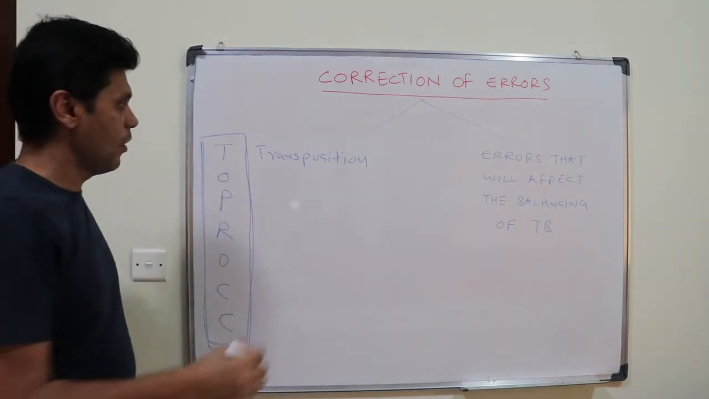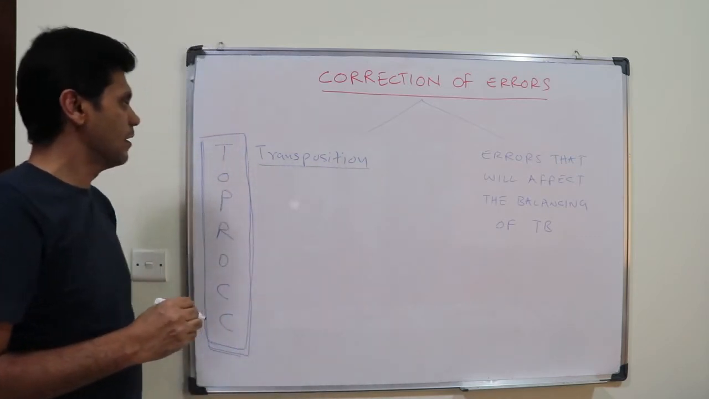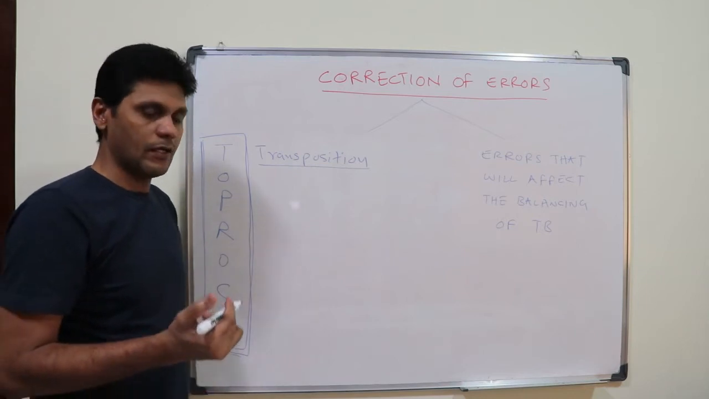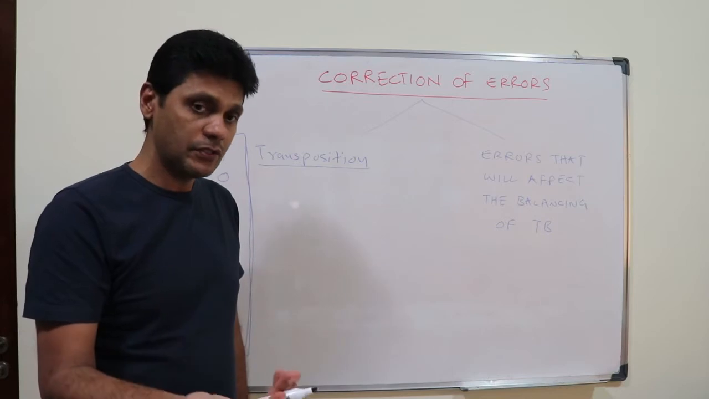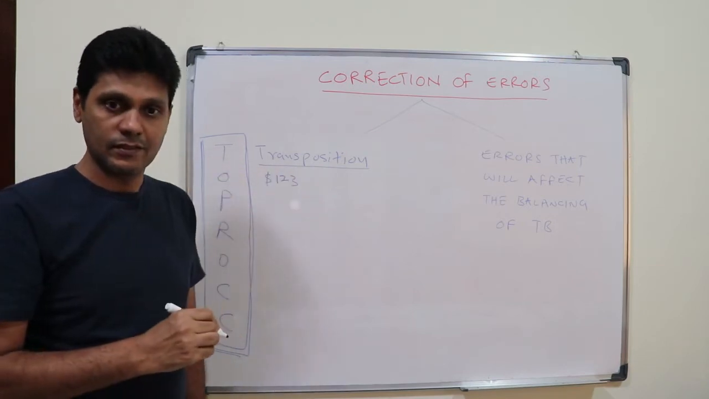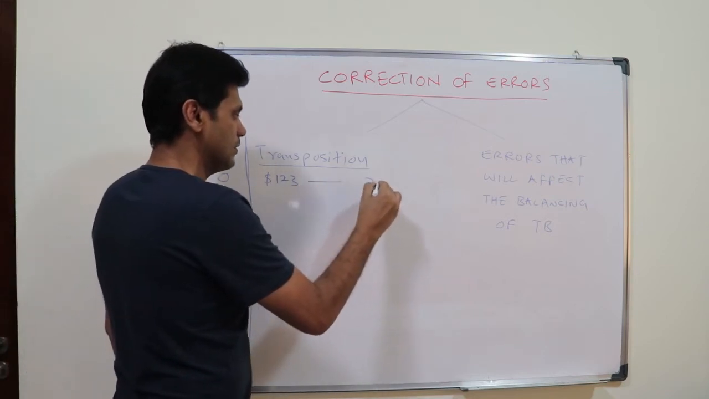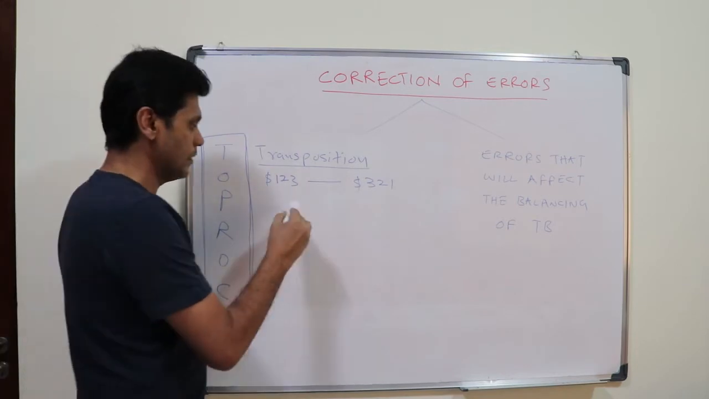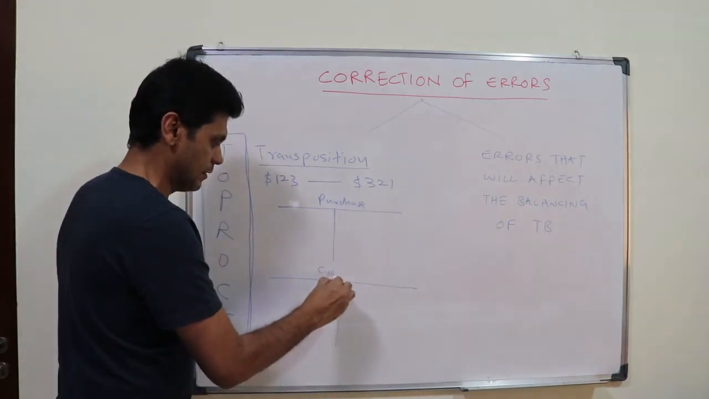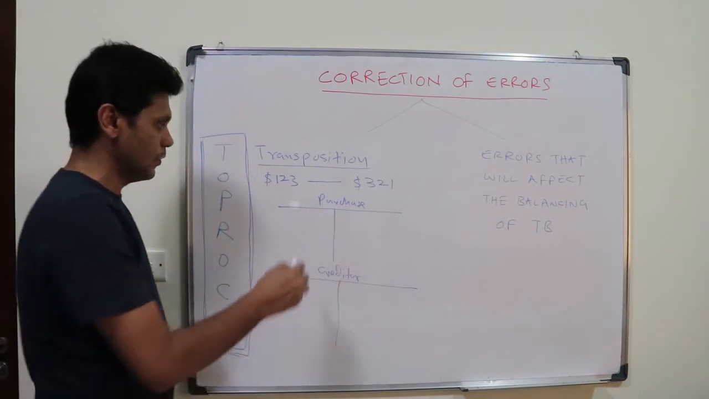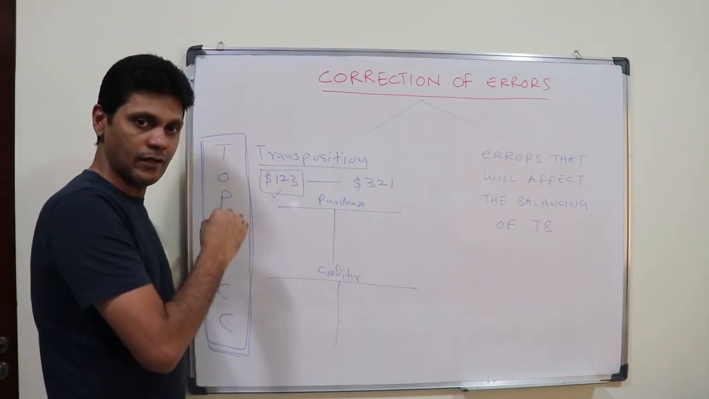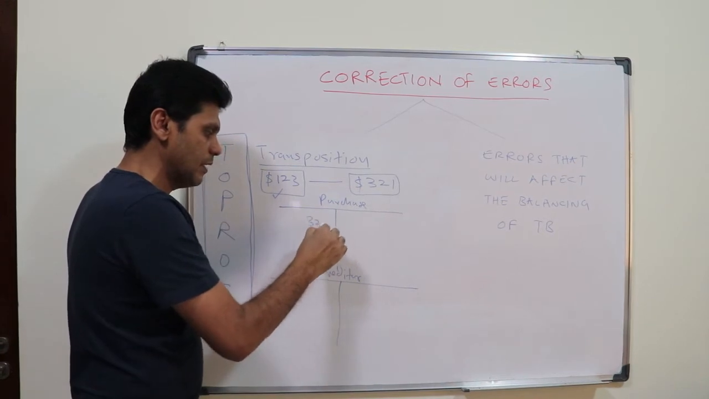Errors of transposition. What does transposition mean? For example, let's say you are purchasing an item. When you purchase, let's say the purchase cost is $123. You understand? You record it as 321. So you are purchasing, so the purchases account will be debited, and let's say you have a creditor. This is the actual invoice value. Instead of recording 123, by mistake you have recorded it as 321.